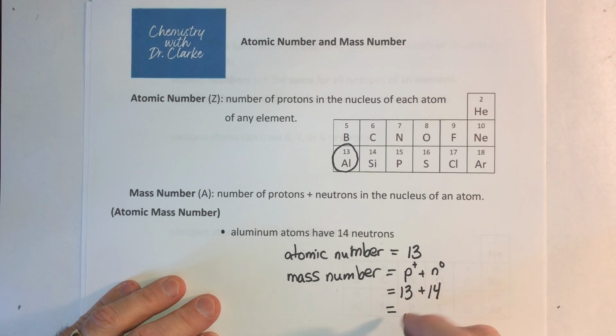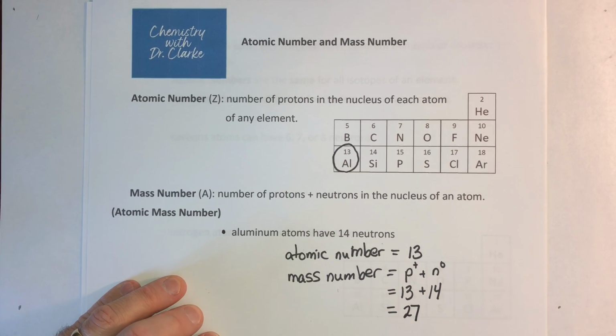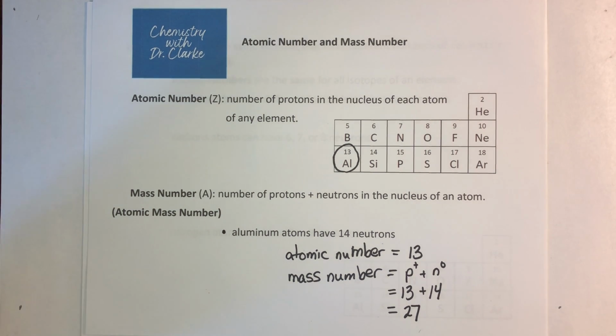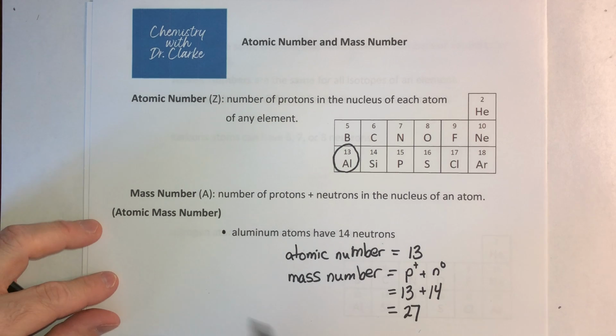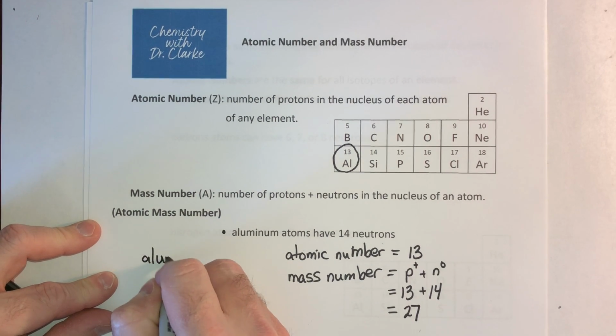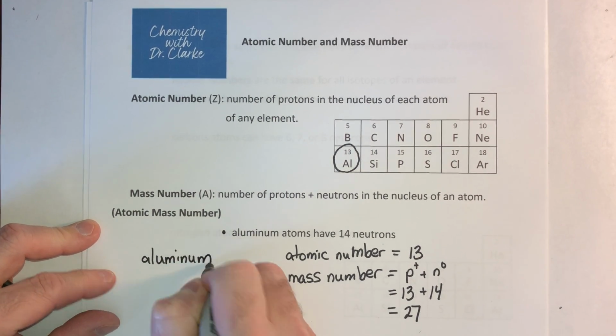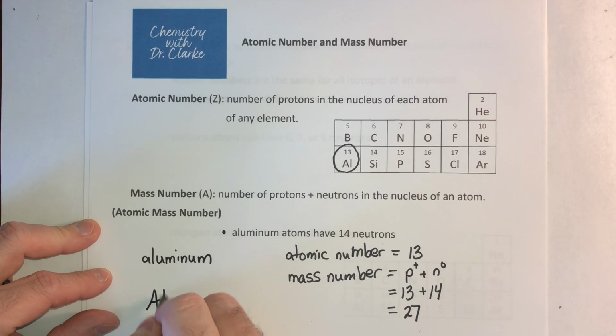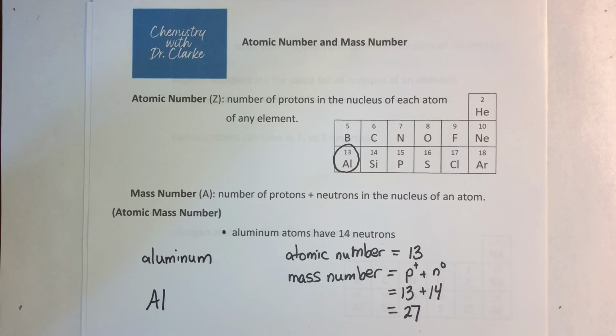So 13 plus 14 is 27. So my mass number is 27. My atomic number is 13. Now this is probably also a good time to talk about names and symbols. If you're doing chemistry and you really don't care how many neutrons you got, we would just call this aluminum. It'd just be plain old aluminum, and the symbol would be Al. But if you are concerned about the number of neutrons, then you have to give me some information.